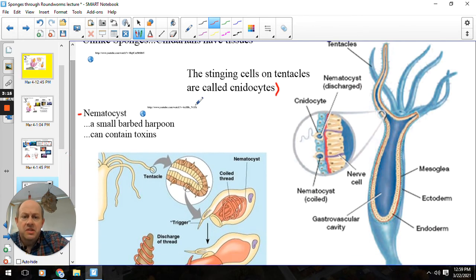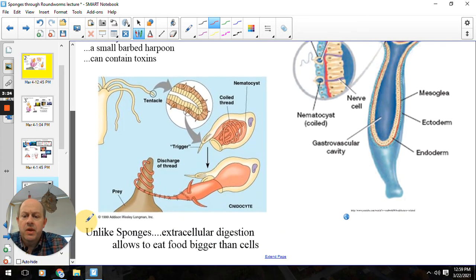The cnidocyte is the name of the cell, and the pneumatocyst is the trigger mechanism on that cnidocyte. And like we said, unlike sponges, we can now extracellularly digest, so our food can be bigger than our cells. That's a big deal.